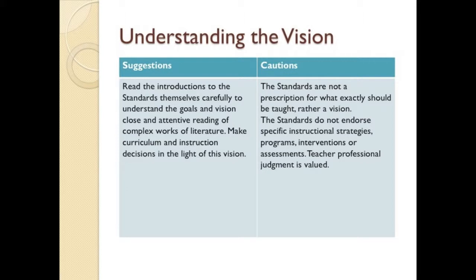First, we'll look at understanding the vision. The suggestion that they give is to go to the standards themselves and carefully read the introductions to the standards so that we get a clear goal and vision of the close and attentive reading of complex works of literature that the Common Core state standards call for. They list part of the introduction in the article, and it says that they're encouraging students to habitually perform the critical reading necessary to pick through all of the media choices that are out there today to find the ones that are really worth reading, and then to actively seek the wide, deep, and thoughtful engagement with high-quality literary and informational text. So as we work to make curriculum and instruction decisions, we should do it in the light of the fact that we are looking to develop close and attentive readers.